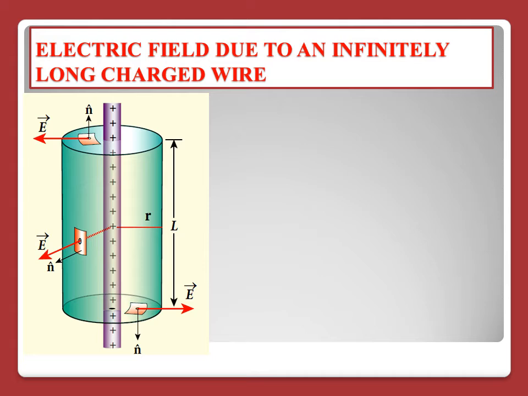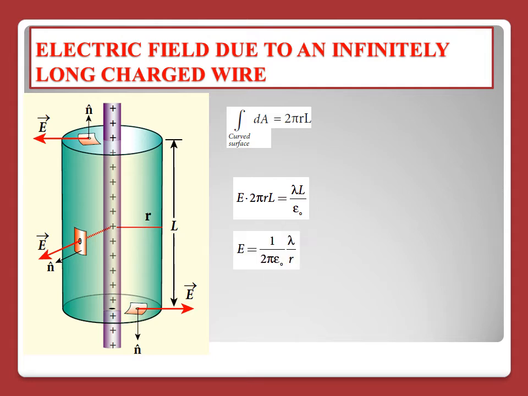Now, to find out the value of the integral of dA, it is nothing but the curved surface area. Now, what is the value of the total curved surface area of a cylinder? You know the total curved surface area of a cylinder will be equal to 2 pi RL. On substituting, you get your value as E into 2 pi RL is equal to lambda L by epsilon naught. L and L get cancelled, so you get your value of E is equal to 1 by 2 pi epsilon naught lambda by R. Vectorially, it is represented as E vector is equal to 1 by 2 pi epsilon naught lambda by R R cap.